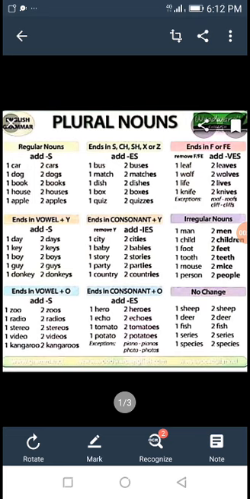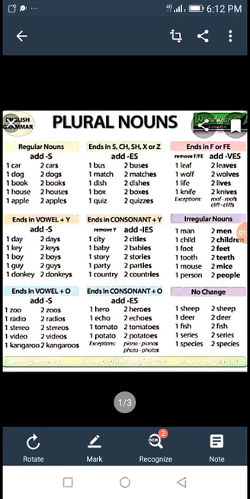Then second, see, ends in s, ch, sh, x or z. If you see words that end in s, ch, sh, x or z, you should add es to make them plural. For example, bus. See the first example, bus. The word bus ends with s. At that time, to make it plural, we should only add es. Bus, buses.